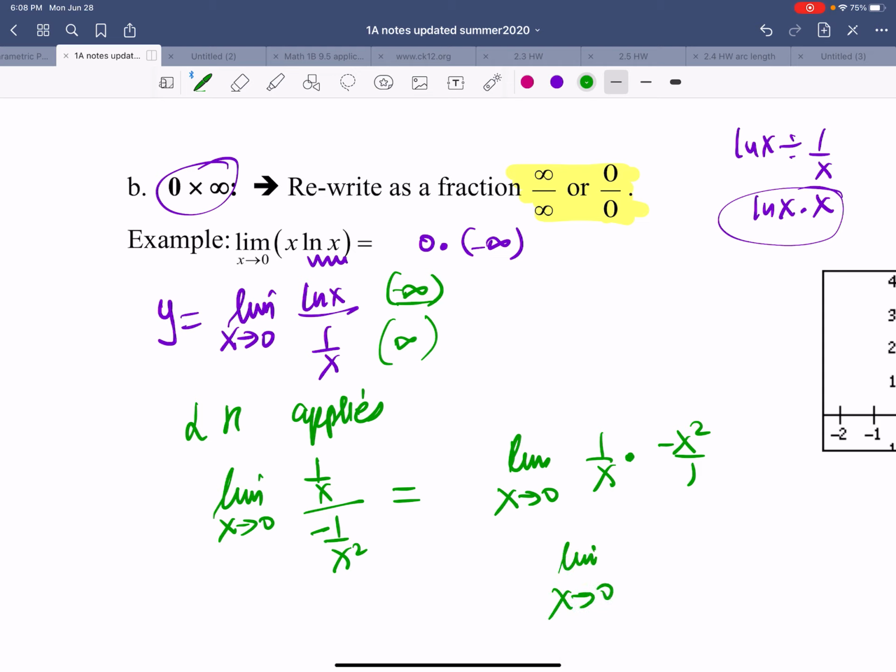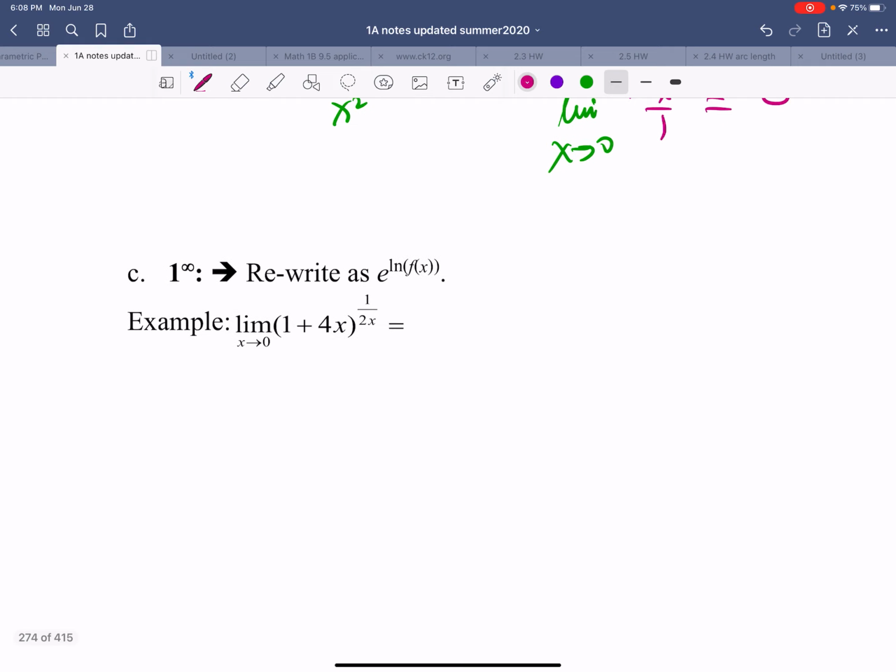Limit x goes to 0. I think we can cancel one of the x's. It turns out to be negative x over 1. When x goes to 0, 0 over 1 is going to go to 0. Okay, another one where we have e raised to the power natural log of some function of x. That's how we're going to rewrite it, because we have 1 to the infinity power. Let's check. So when x goes to 0, this piece goes to 0. So I have 1 raised to the power 1 over 0, which is 1 to the infinity power.